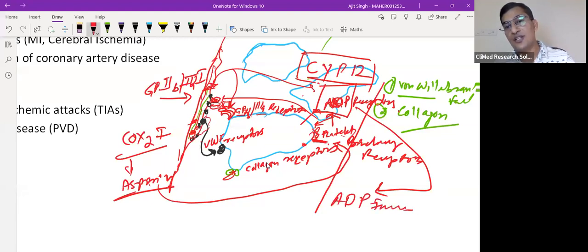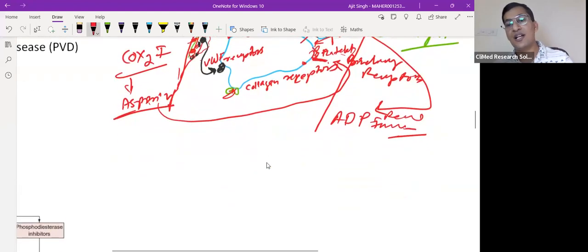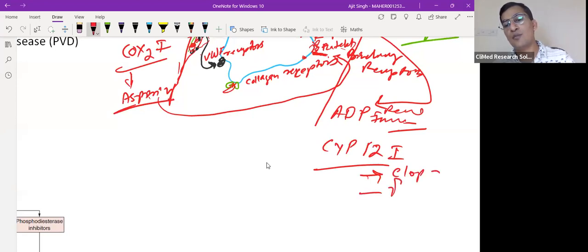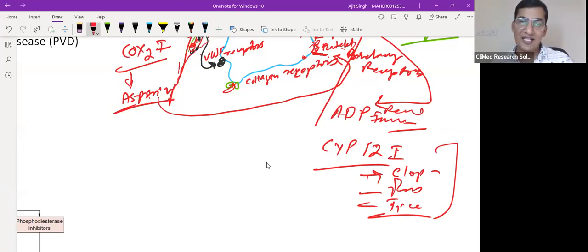ADP receptor inhibitors. And what are those ADP receptor inhibitors? These are P2Y12 inhibitors. What are those things? Clopidogrel, prasugrel, ticagrelor. These are P2Y12 inhibitors, right?